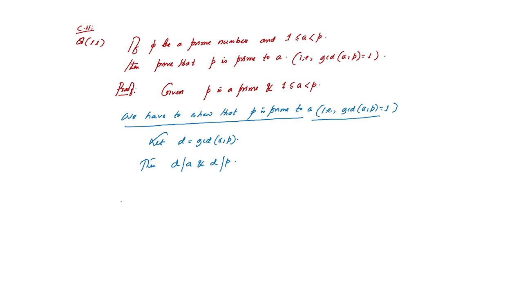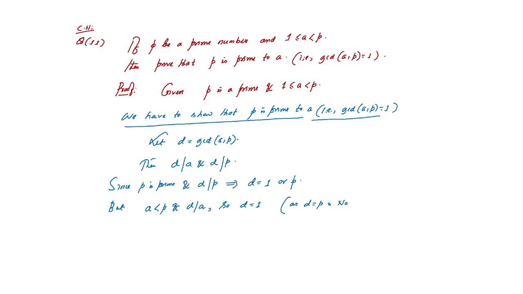Now since P is prime and D divides P, D is a divisor of P, so the possibility of D is either 1 or P. But here it is given A is less than P and D divides A. So D equals P is not possible, because D divides A and A is less than P. So D must be equal to 1.